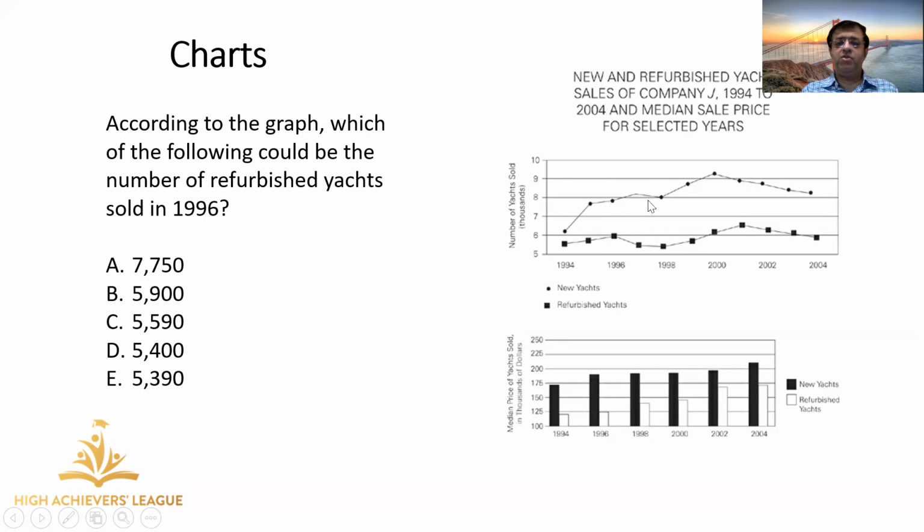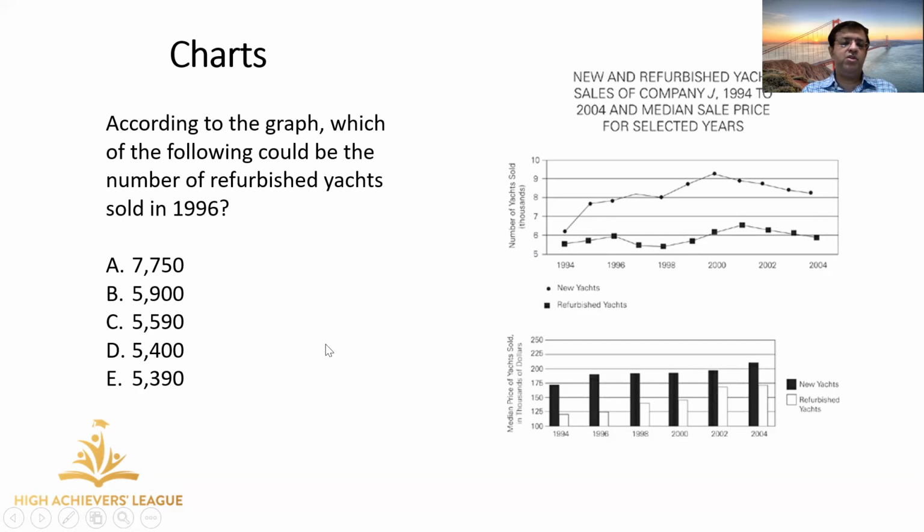Which curve are we going to look at? The top curve with circles or the bottom curve with squares? It says the number of refurbished yachts sold in 1996. If we look at the legend, the curve with the squares is the one we are going to look at. If we follow 1996 along the y-axis, it's a bit less than 6, but the y-axis says these numbers are in thousands. So our answer should be a little less than 6,000.